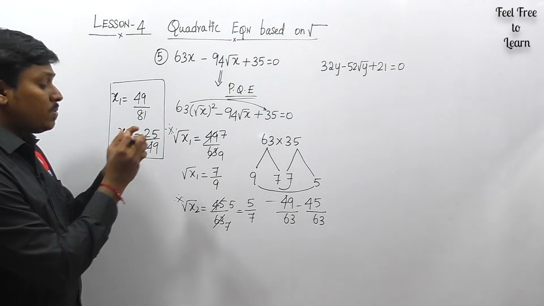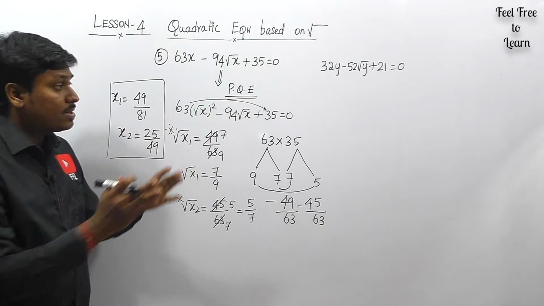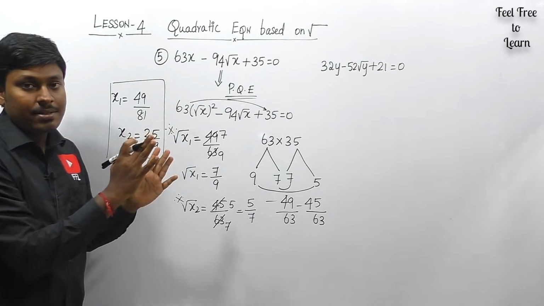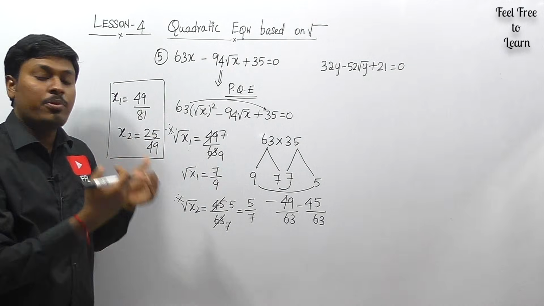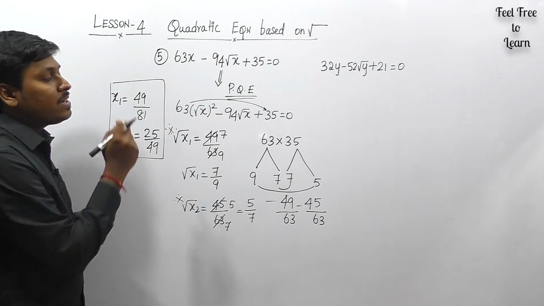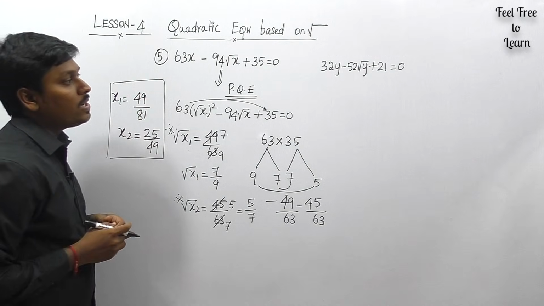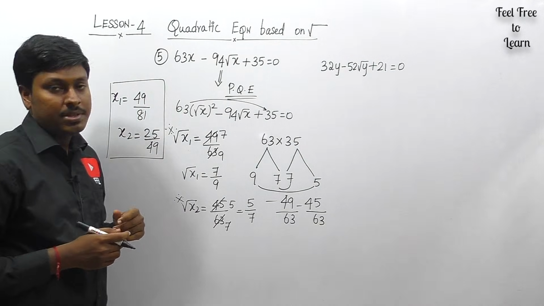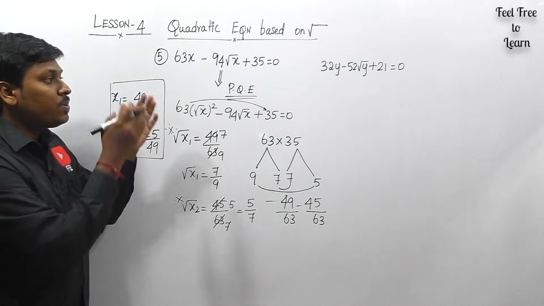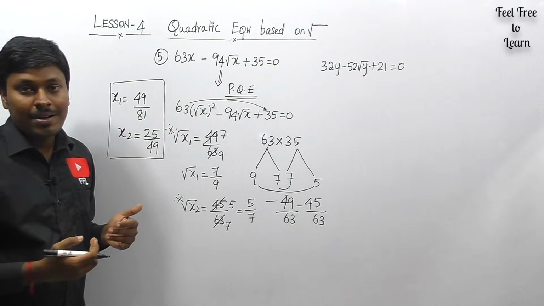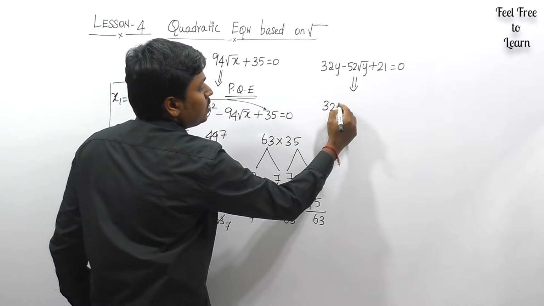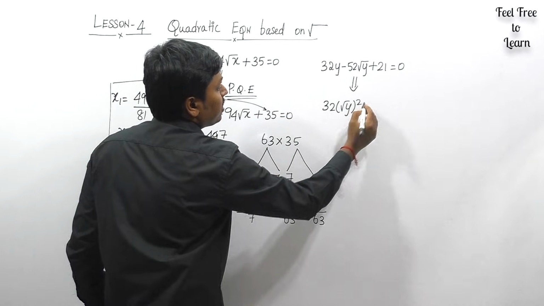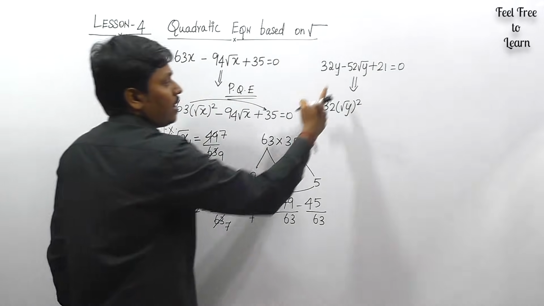And similarly we need to solve the second question. Listen carefully. First of all, if you see an equation like this, our only target is to convert this expression into a proper quadratic equation. Friends, the second equation is 32y minus 52 root y plus 21 is equal to 0. So friends, first of all we need to convert this equation into a proper quadratic equation, right? So we can write this y as 32 root of y the whole square, because root of y the whole square will be y, and here it is.